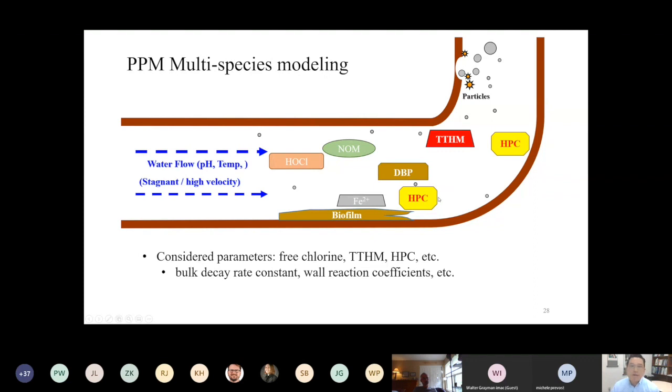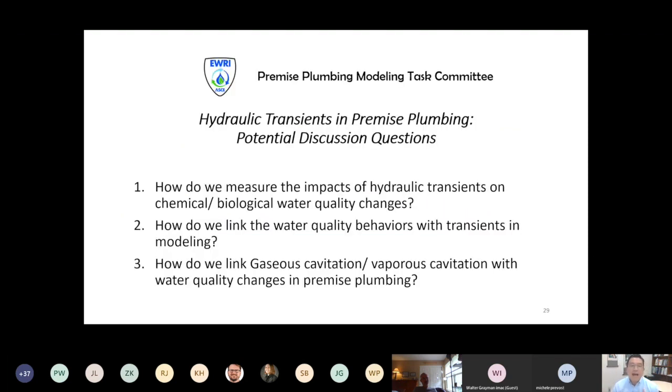Not much is known. Right now, we are using EPANET and EPANET-MSX. As you also know, that's based on steady state extended period simulation modeling. But now that gives us the research question in the following slide, which is how do we measure the impact of hydraulic transient on chemical and biological water quality changes? I believe not much is known about this area. And also, how do we link the water quality behaviors with the transient in modeling?